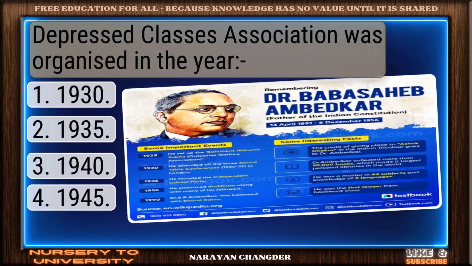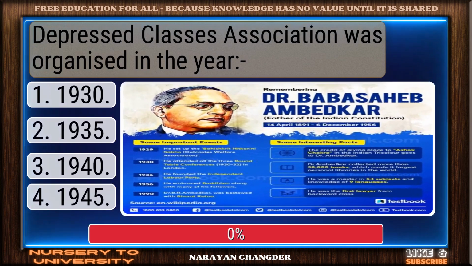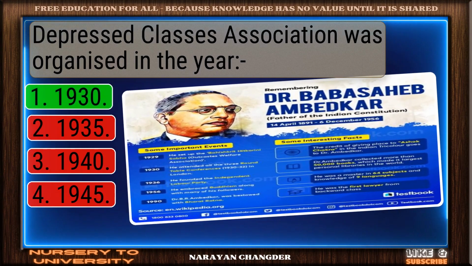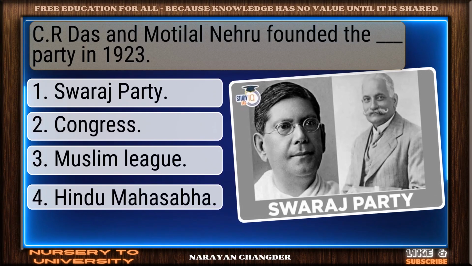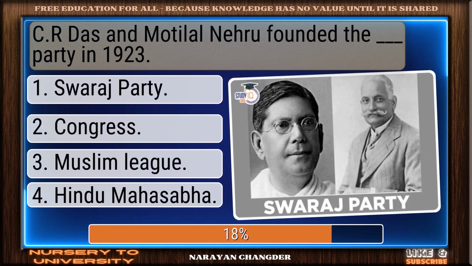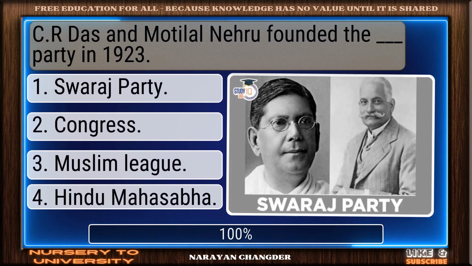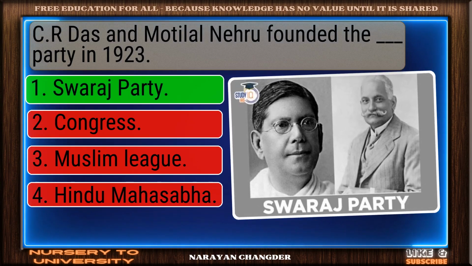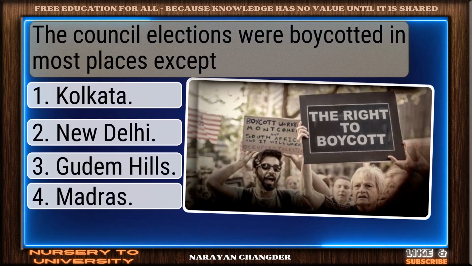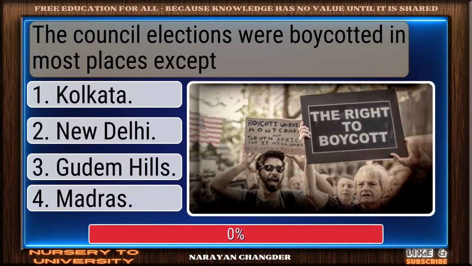Depressed Classes Association was organized in the year. Correct. 1930 is spot on. Sipar Das and Motilal Nehru founded the Dash Party in 1923. Good job. Swaraj Party works well. The council elections were boycotted in most places except.